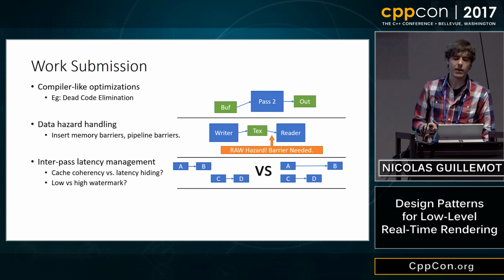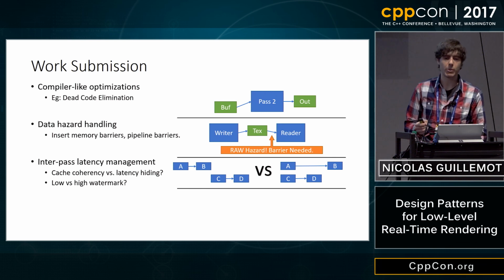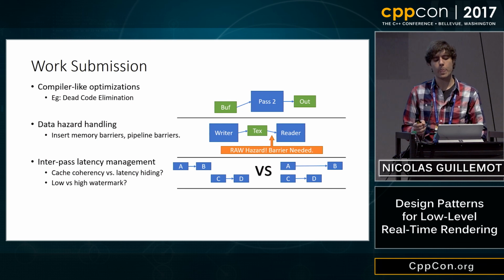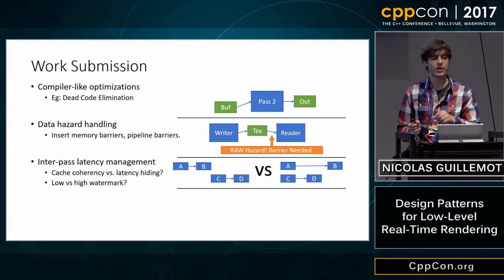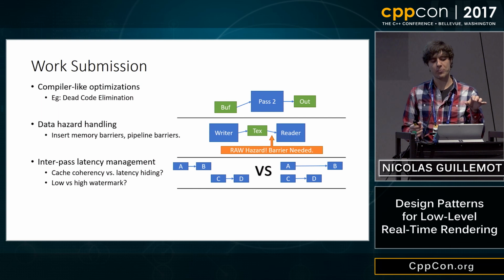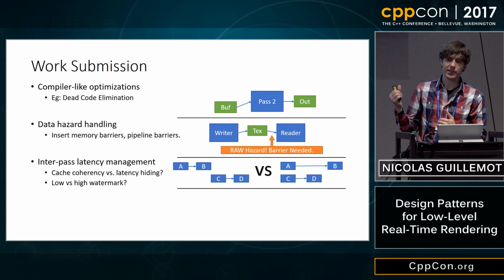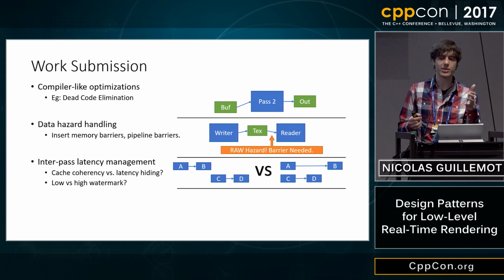Another tricky aspect is managing the latency between passes. For example, I've shown two schedules here. On the left, we have A followed quickly by B, and C followed quickly by D. On the right, we start A as early as possible and then only run B very late. The trade-off is that if you run A and then B immediately, then hopefully you get some cache coherency from using the outputs immediately as inputs. But you may have to wait for A to finish before you can do that, so there might be some extra cost.